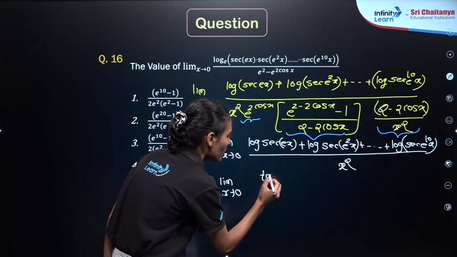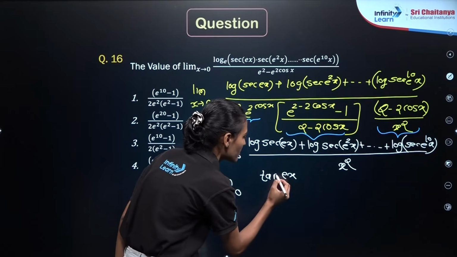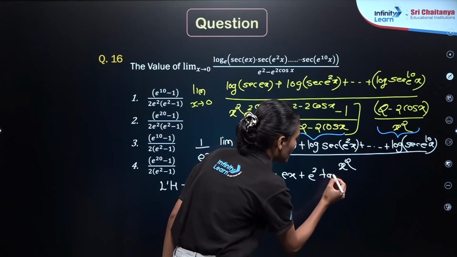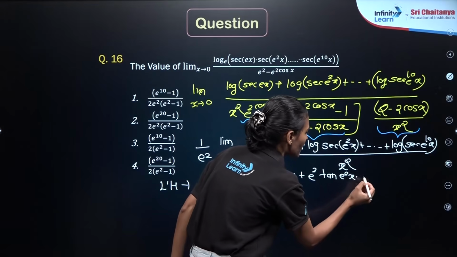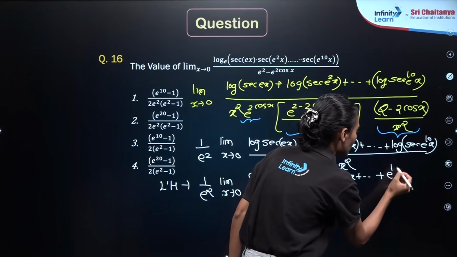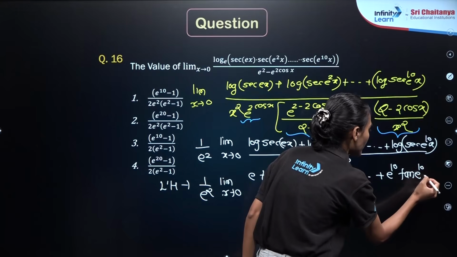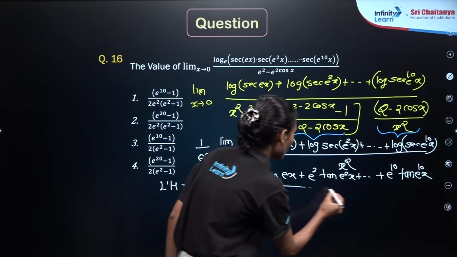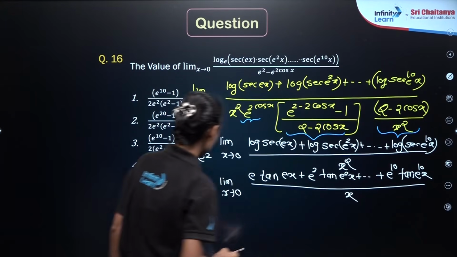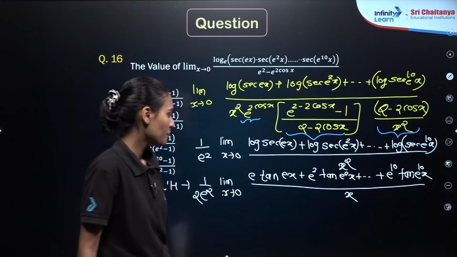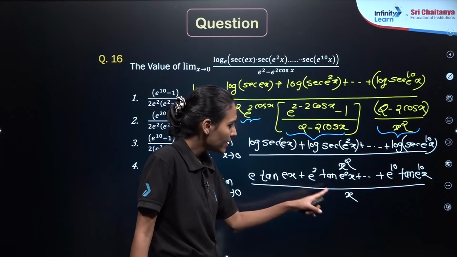So it will be tan x into 1, then 2 into tan 2x plus and so on up to plus 10 into tan 10x, divided by 2x. So I will write x, I will take 2 here. Now see here I am having tan x upon x.